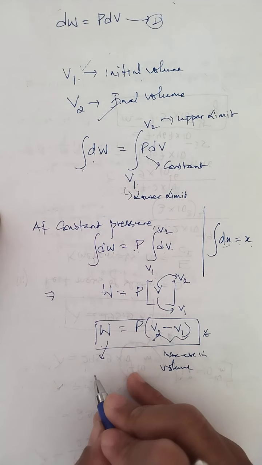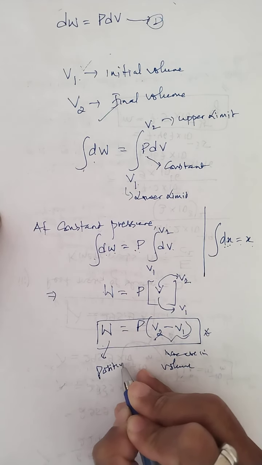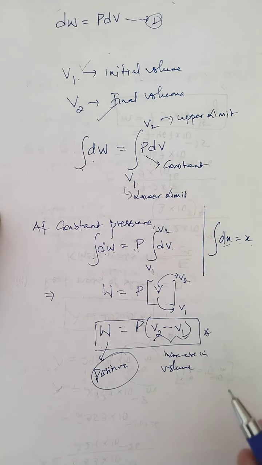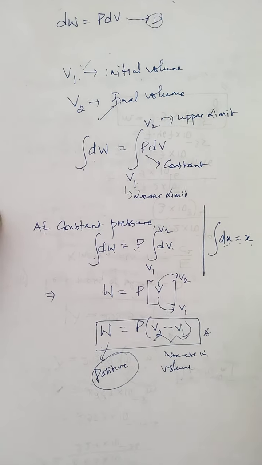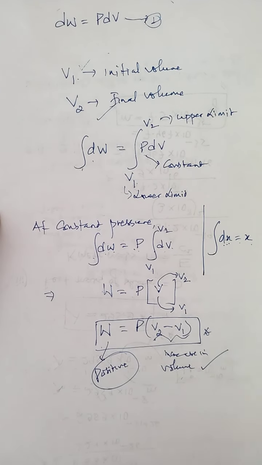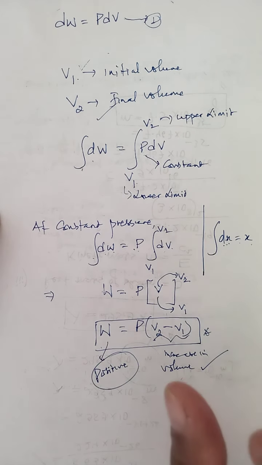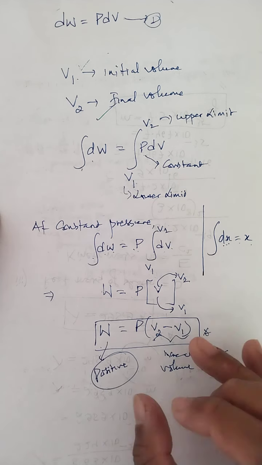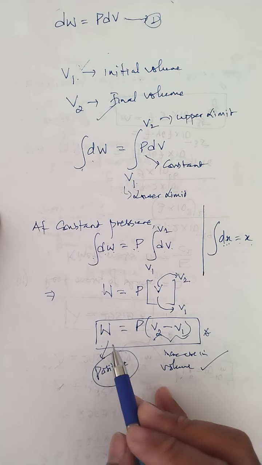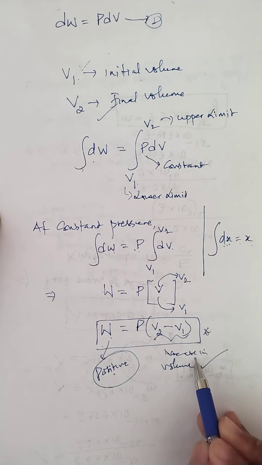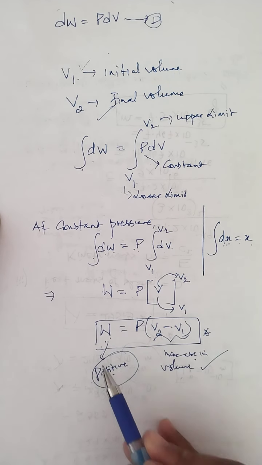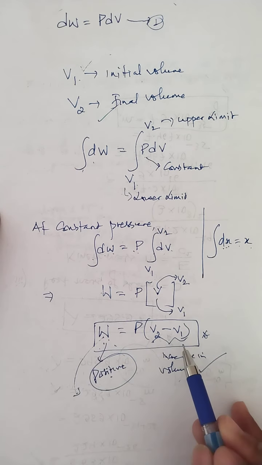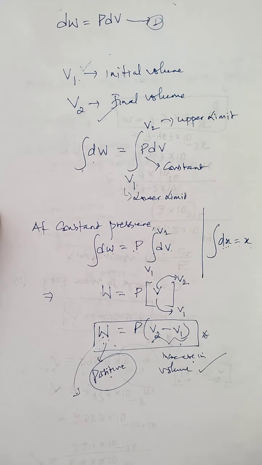If the volume of the system increases, then this work done by the system is always taken as what? Positive. Means work done becomes positive when work is done by the system, when there is an increase in what? Volume. But if the volume of the system decreases, when there is a compression of gas, then the work is done on the system. And when work is done on the system, that work done is always taken as what? Negative. So this work is positive when there is an increase in volume, so that this work is done by the system, and this work will be negative when there is a decrease in volume and the work is done on the system.